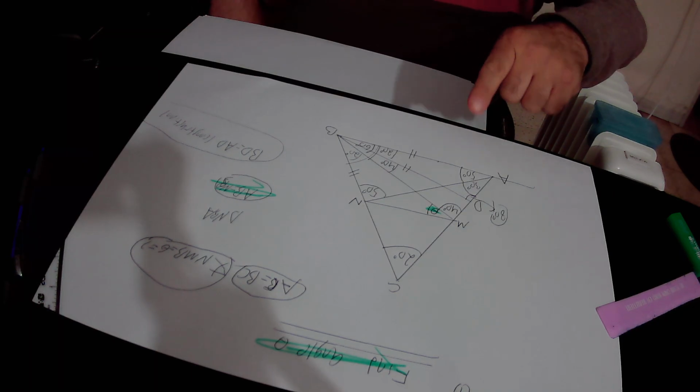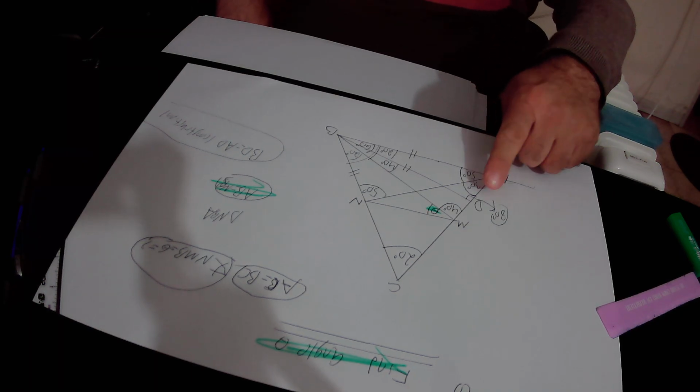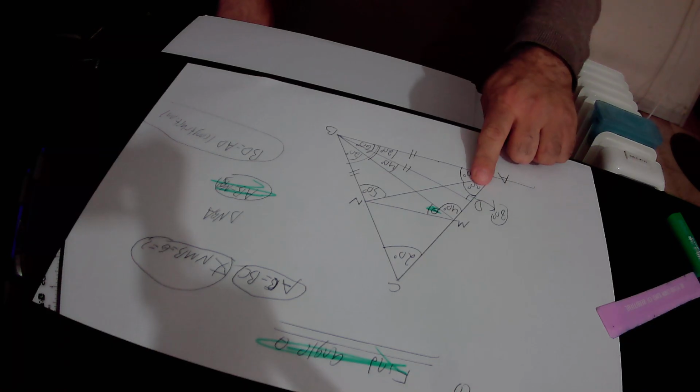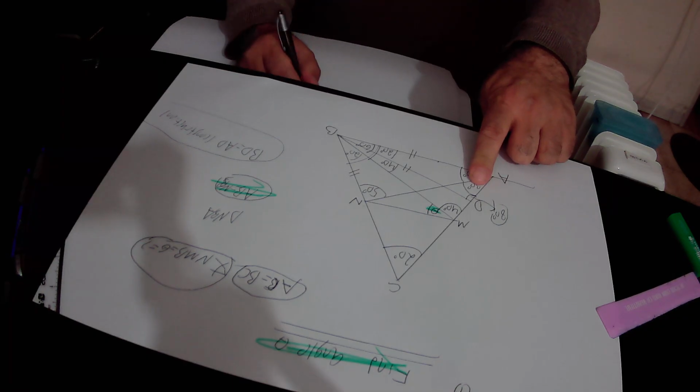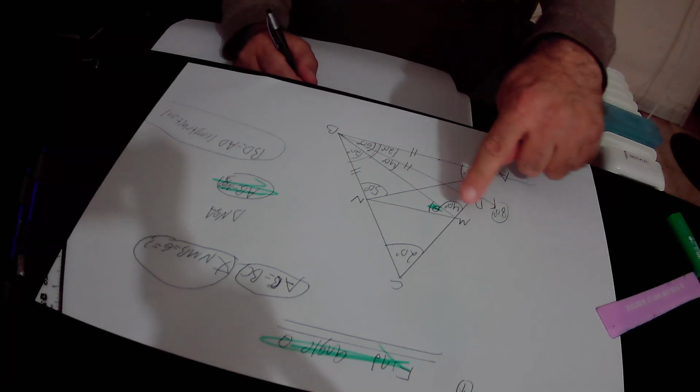We'll focus on triangle DMB. So I'll copy triangle DMB in a new page and we'll analyze this triangle. This is triangle DMB.